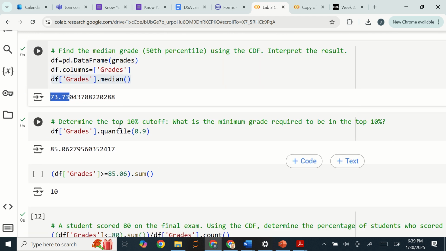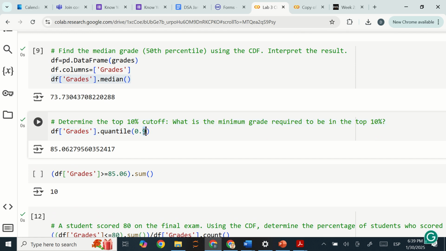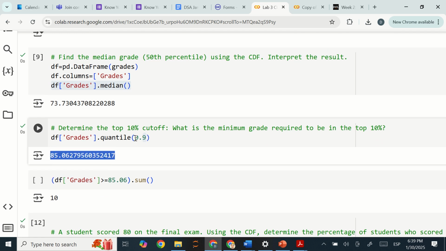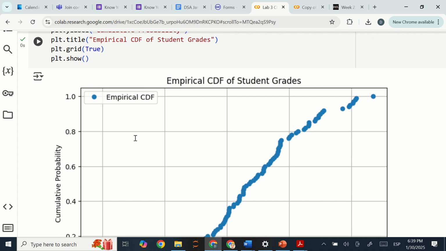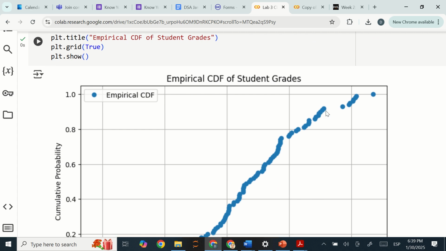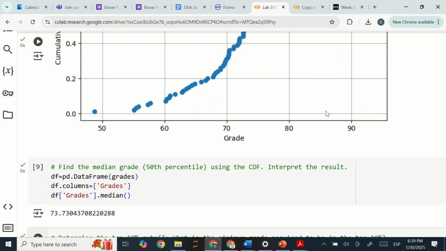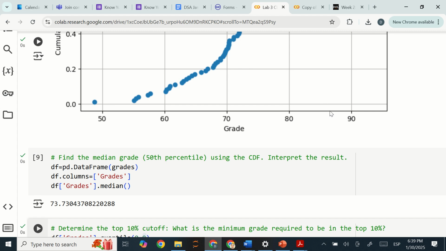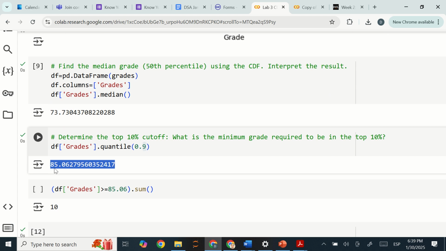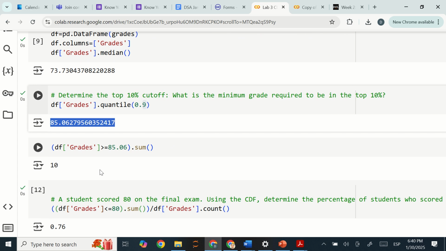So using Pandas, this is quantile 0.9. That means the 90th percentile, right? From grades, you will get 85.02. We can see the plots here. So 90 is here in the middle, and we go down. Yeah, it's between 85 and 90 for sure. 85.062. Okay.